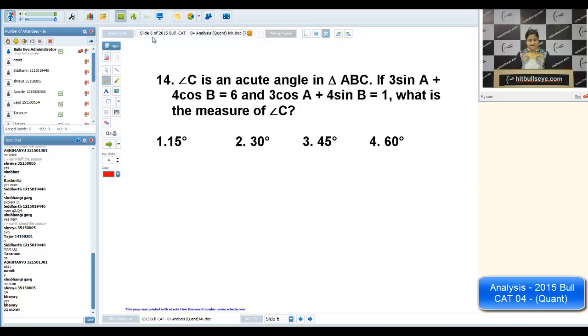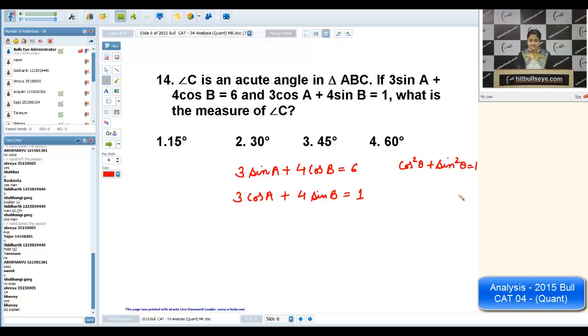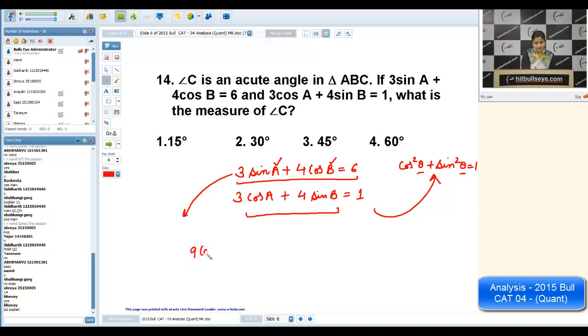Yes, Bhavya. C is an acute angle, it means less than 90 degrees. In a triangle ABC, two identities are given: 3 sine A plus 4 cos B is equal to 6, and 3 cos A plus 4 sine B is equal to 1. Now, we know that cos square theta plus sine square theta is always equal to 1. Theta should always be the same in this case, but we have A and B, two different angles. So I'm taking the square of this and the square of this to use this identity. Let us square the first. It will become 9 sine square A plus 16 cos square B plus 24 sine A cos B is equal to 36.